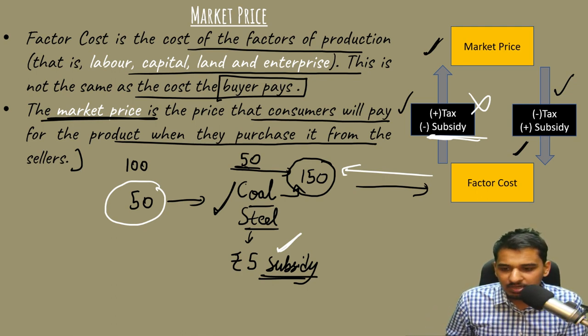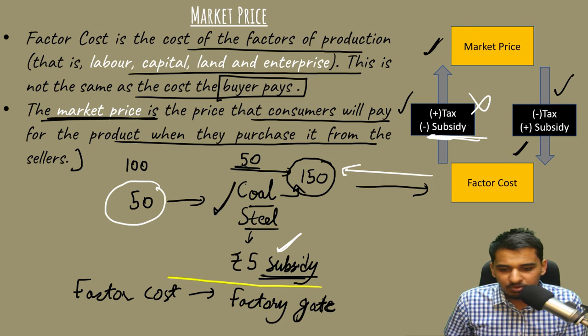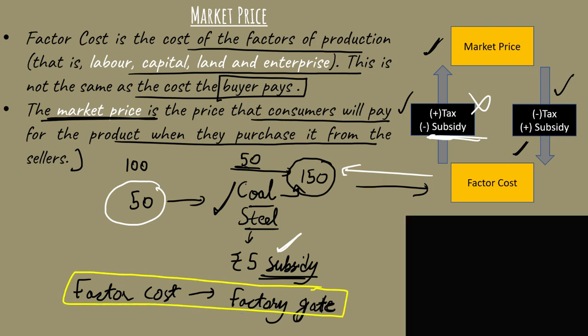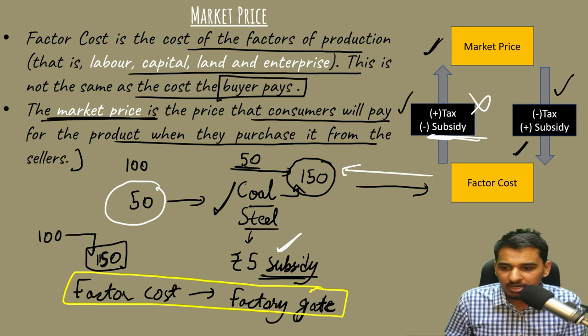So in simple terms, factor cost is the cost that is incurred to you to produce the goods at the factory gate. What is the production cost of goods when it just leaves the factory? That is the factor cost. So in this, if you are getting 100 rupees steel for say 150, you will include 150. The factor cost will be 150 and not 100.